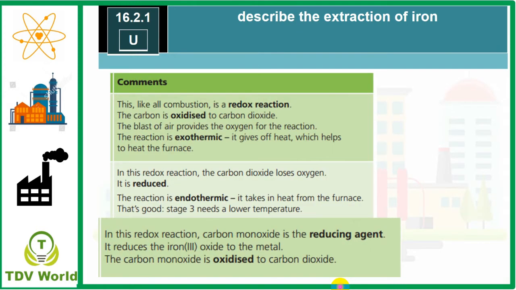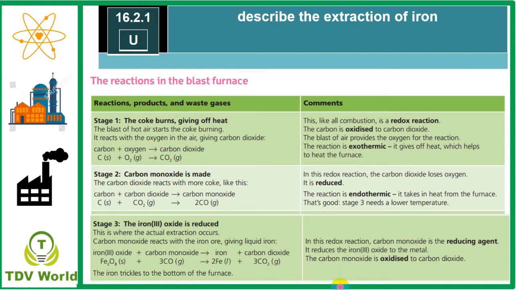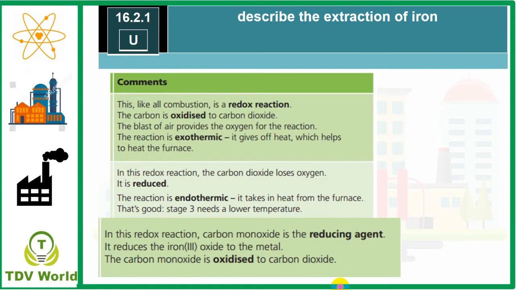Now I would like to mention the comments of the third stage, that was basically the actual extraction of iron, where hematite was reacting with carbon monoxide. As a result, we got iron and carbon dioxide. So what are the comments of stage 3? The first thing is that this is a redox reaction. In all of the three stages, we have noted that the redox reaction is a common reaction that happens.